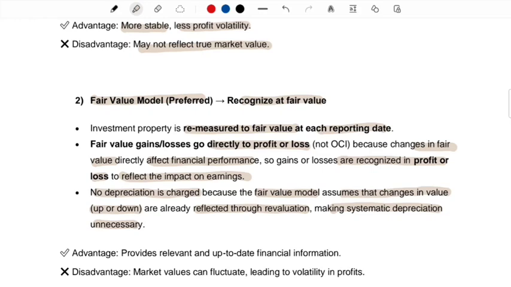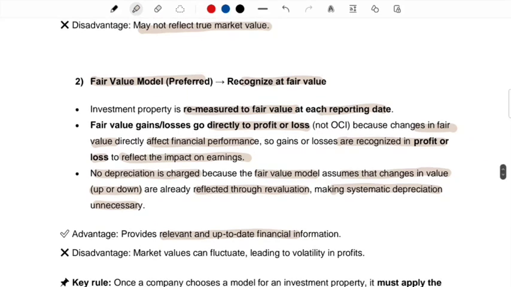The advantage of this model is that it provides relevant and up-to-date financial information, and this is true for the fair value model as always. Whether we are dealing with IAS 16 or IAS 40, the fair value model always provides you relevant and up-to-date financial information. The disadvantage, however, is that the market values can fluctuate, leading to volatility in profits. Because you have to remeasure to fair value at each reporting date, and because the gains and losses go directly to profit or loss, you might expect some kind of volatility in profits. Maybe the property value goes down, which can make you earn a loss, or it can go significantly up, which gives you a higher profit.